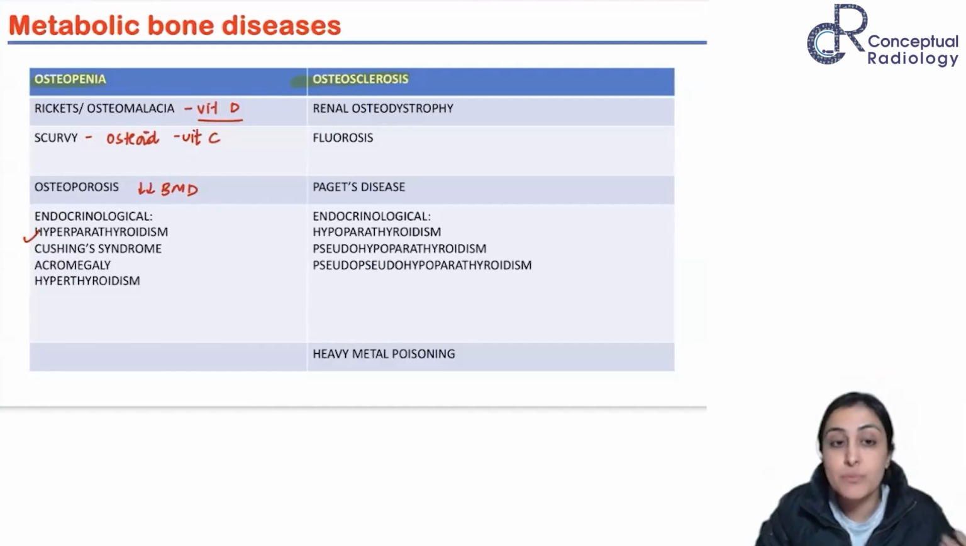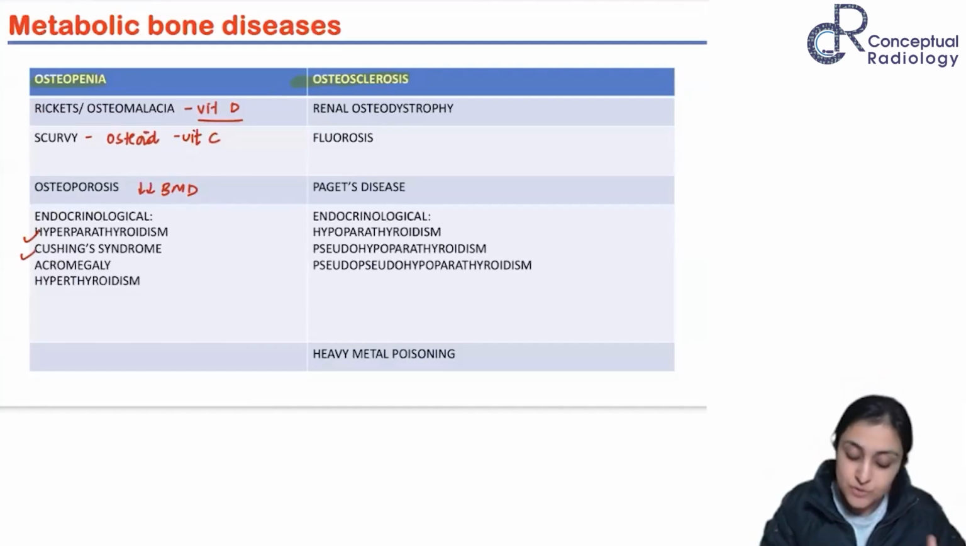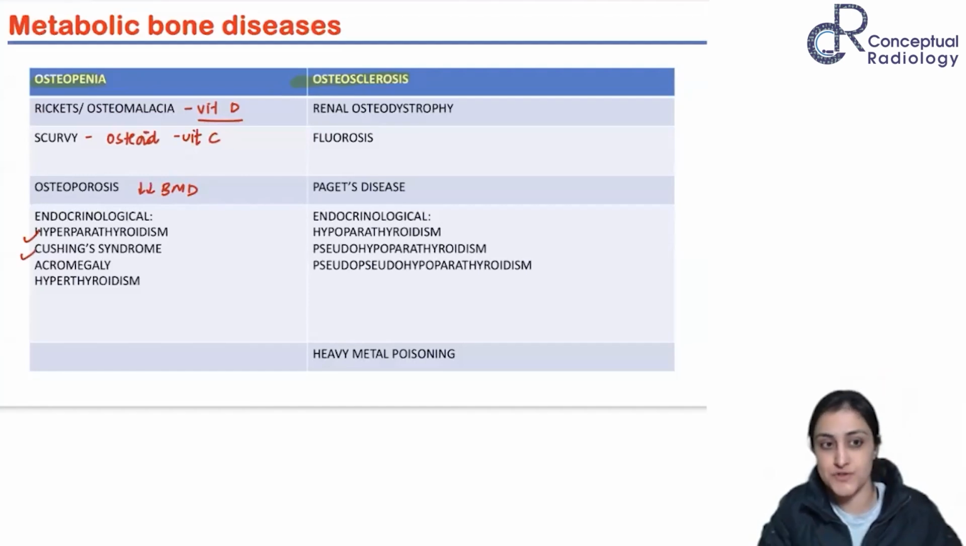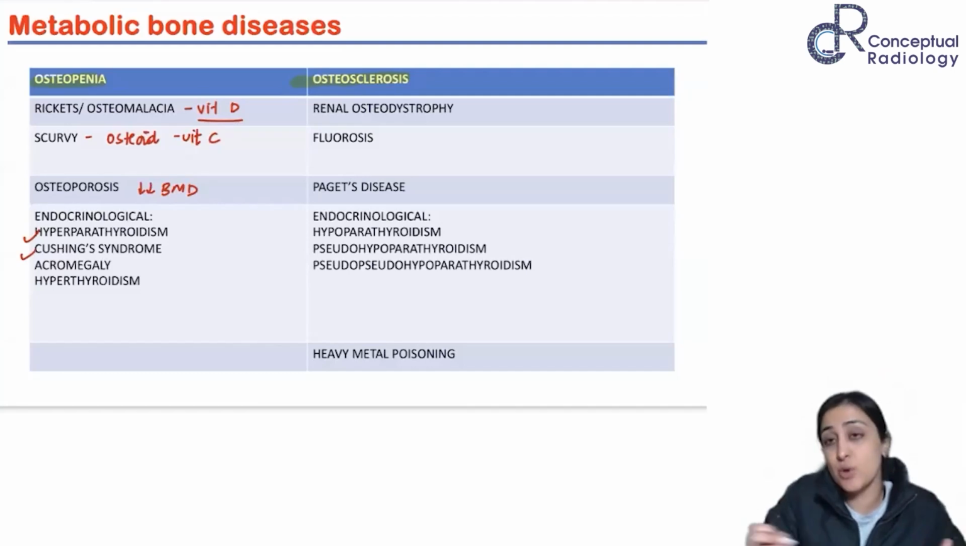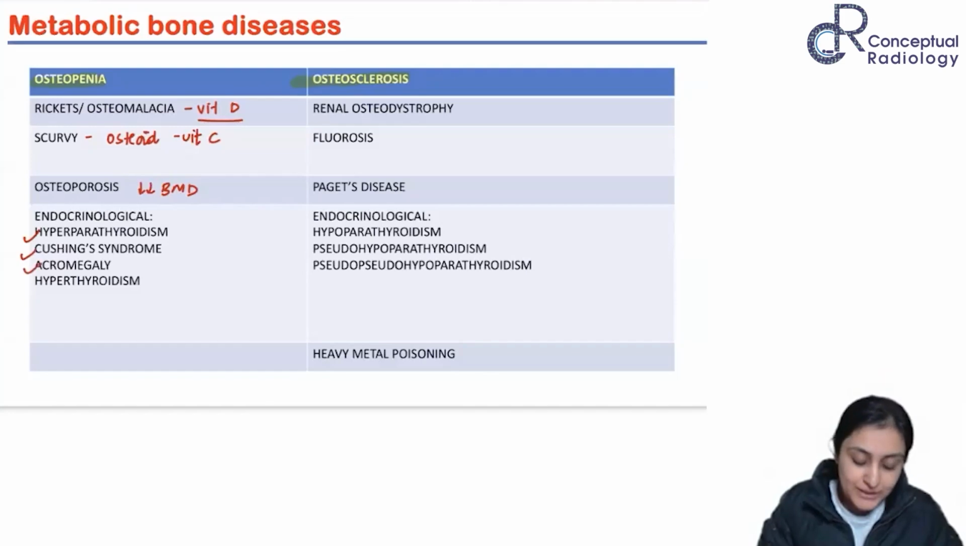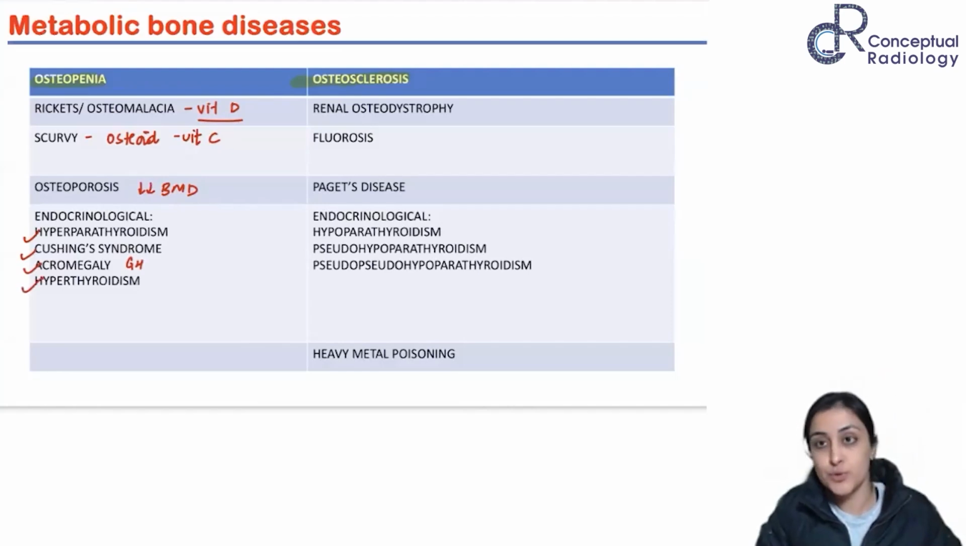And then we have endocrinological issues. Hyperparathyroidism will cause more bone destruction. Cushing syndrome causes a secondary osteoporosis, so I can just club Cushing with osteoporosis. Acromegaly, that is growth hormone, is also going to lead to bone destruction. When I have a lot of growth hormone, there's going to be more bone destruction, and thyroid as well, more bone destruction. So this is what you need to remember.